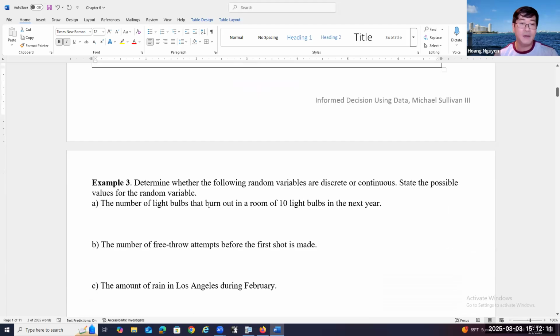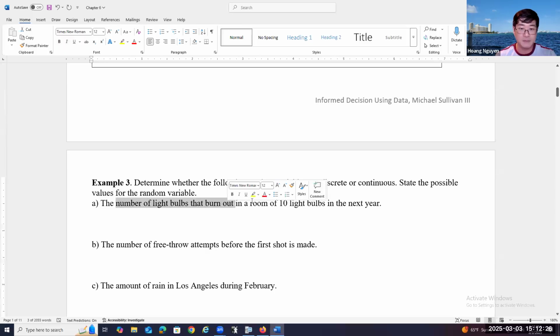Example number 3: determine if the following random variables are discrete or continuous, and state the possible values of the random variable. Question A, we talk about the number of light bulbs that get burned out in a room of 10 of them in the next year. So are they discrete or continuous? Can you actually count it? Are they finite or infinite?